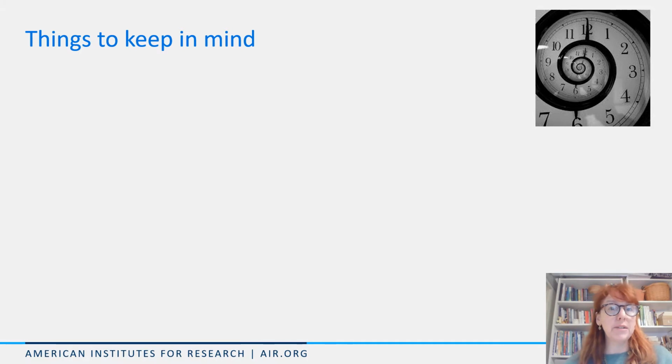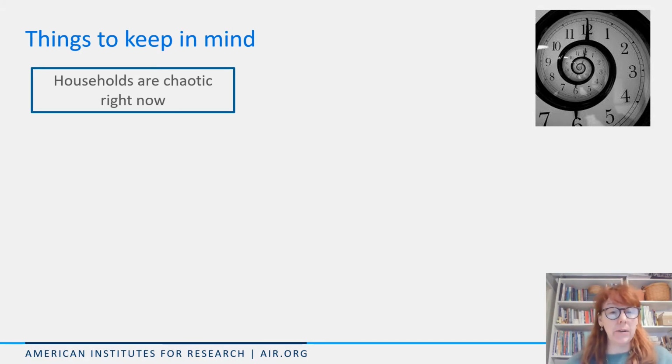So before we dive into specifics, there are some general issues to keep in mind. Households are chaotic right now. Entire families are stuck in the house together all the time, and this leads to competition for space, time, and bandwidth as they try to balance schedules and needs.